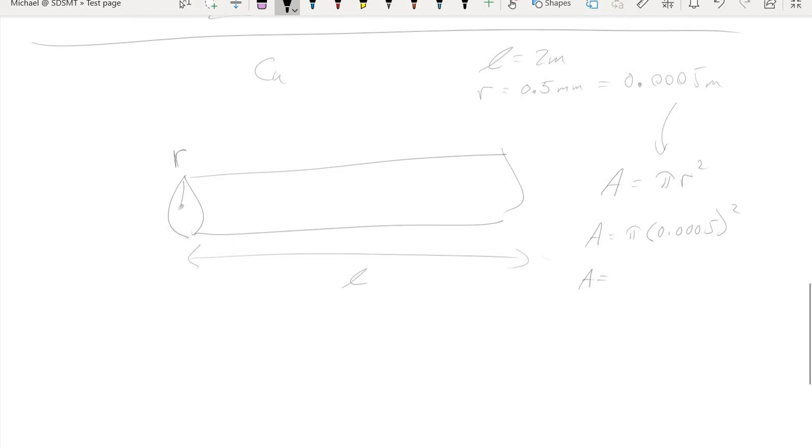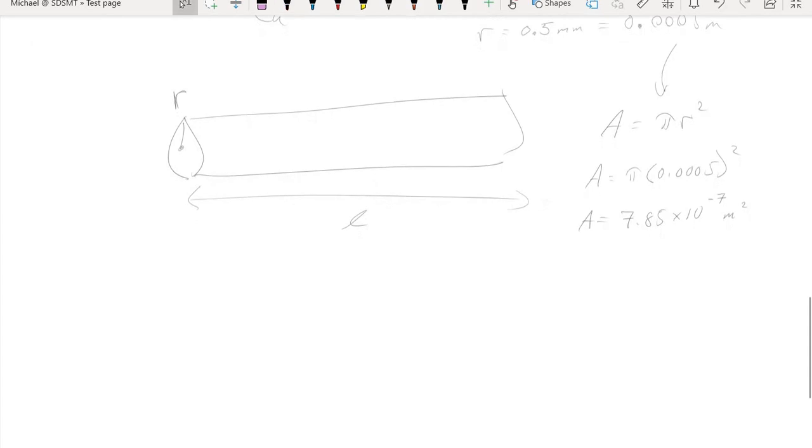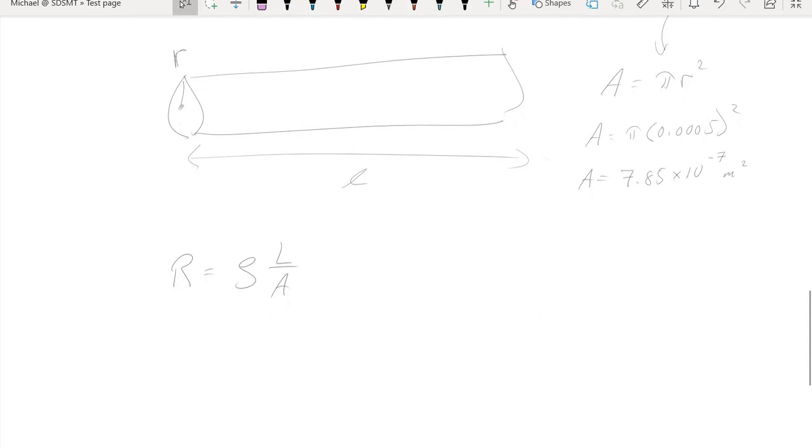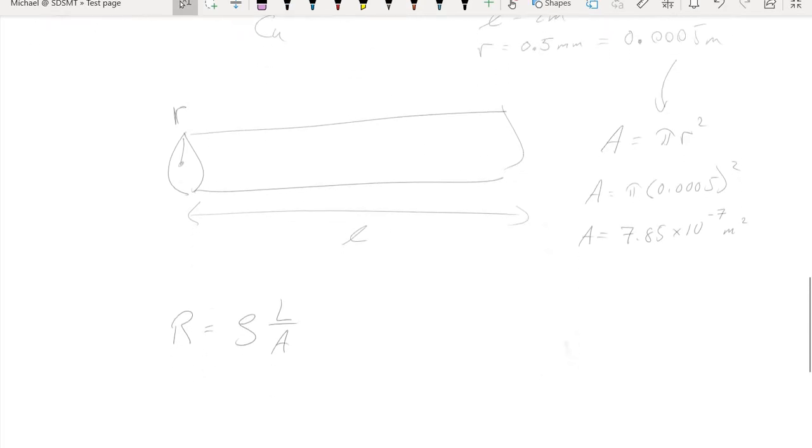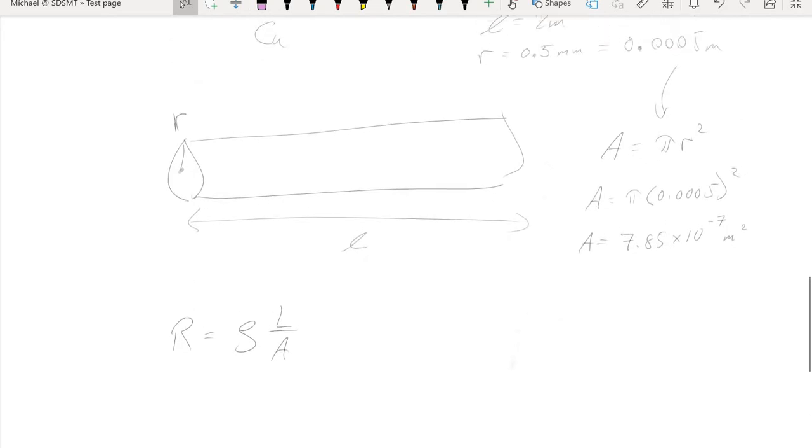And this is just going to get smaller. And we need to multiply by pi, which gives 7.85 times 10 to the -7 meters squared. So a very, very, very small cross-sectional area. And based on what we know about resistance, if we have a very, very, very small cross-sectional area, that's going to result in a high resistance value. We have our length of 2 meters, so that's going to go in there. So all we're missing is the resistivity.